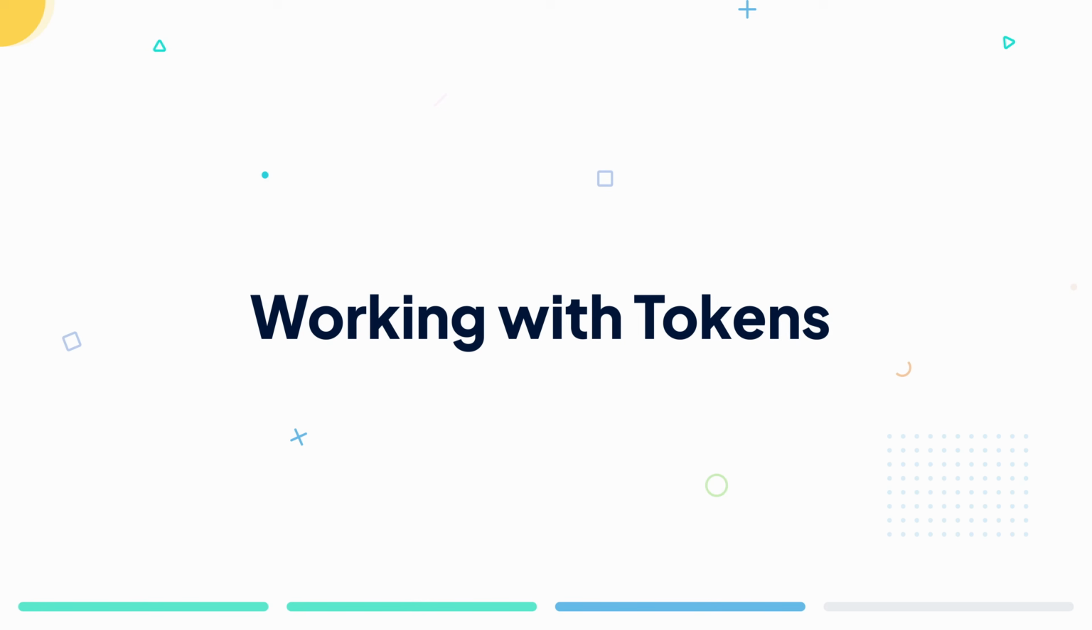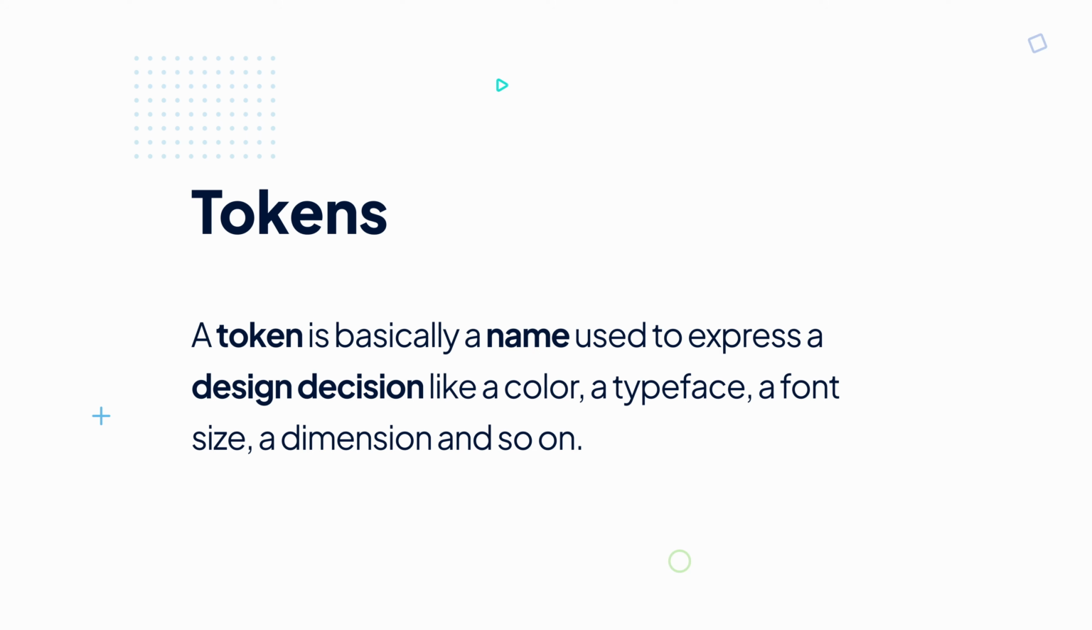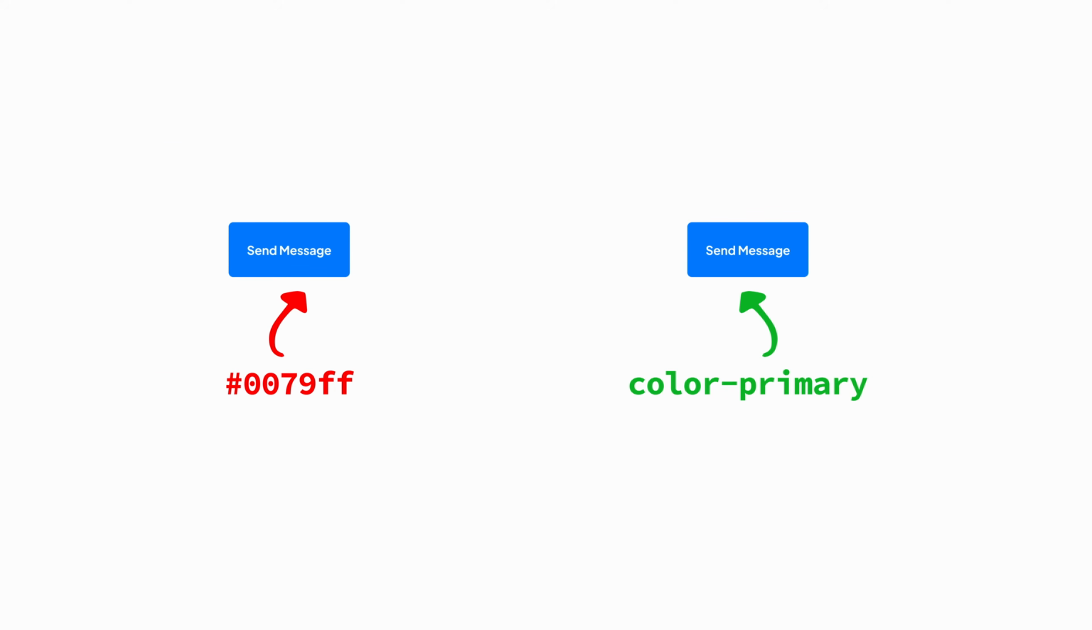Now, by themselves, variables are very useful, but not very suitable for design systems. This is where you need to start using tokens. So, what is a token, you might ask? A token is basically a name used to express a design decision, like a color, a typeface, a font size, a dimension, and so on. For instance, when referring to the blue color of this button, instead of saying blue or 0079FF, which is its hex code, it's much better to say color primary or color background button. Because not everyone knows a color by its hex code, and this logic applies to all the other design decisions.